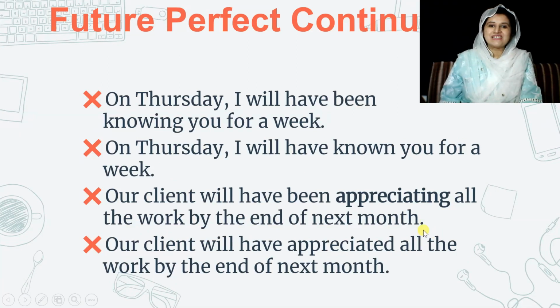Okay, now we'll see some of the examples where we are using stative verbs with future perfect continuous tense, and we'll see how these sentences are considered wrong. For example, on Thursday, I will have been knowing you for a week. Do you think it's correct? No, it's incorrect. It's wrong. What you should say, on Thursday, I will have known you for a week. Right? You cannot use the stative verb know in future perfect continuous tense.